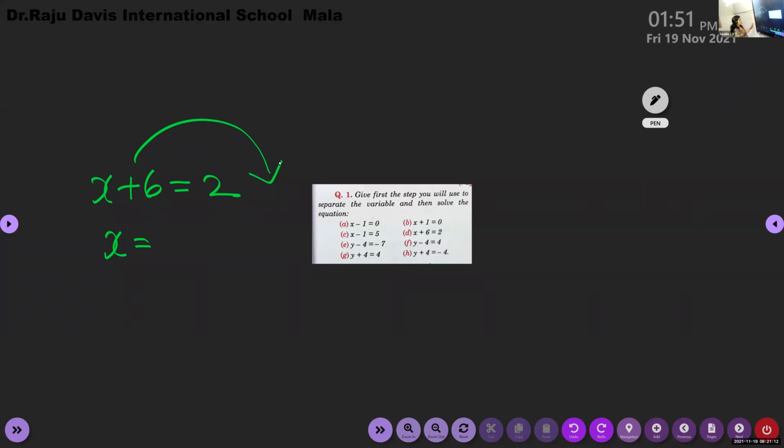I want to know what will you do with this 6? Ma'am, 6 you are transposing to the right side. So what will be on the right side? Write the step first. Ma'am, I didn't understand.